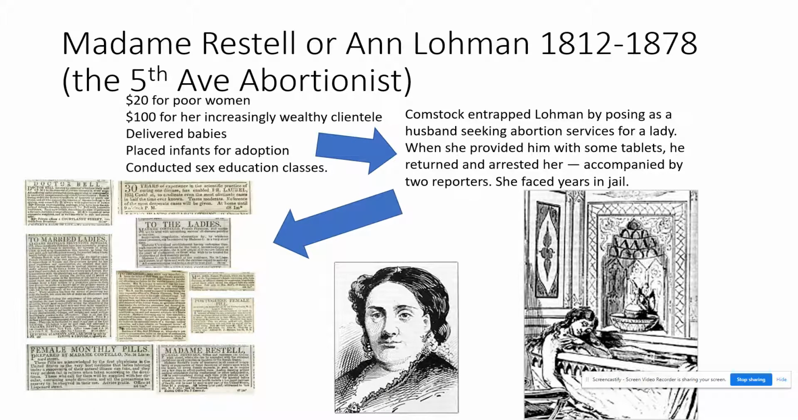Madame Restell, just a little bit on her. Madame Restell was performing procedures and helping pregnant women. And notice the gap here, $20 for poor women, $100 for wealthy clientele. She was known to have advertisements. So that's what you see here, these ads that are female monthly pills, and she's somebody that's on the list, and eventually she is arrested, found guilty for violating the Comstock laws, and rather than go to jail, she opts to just commit suicide.